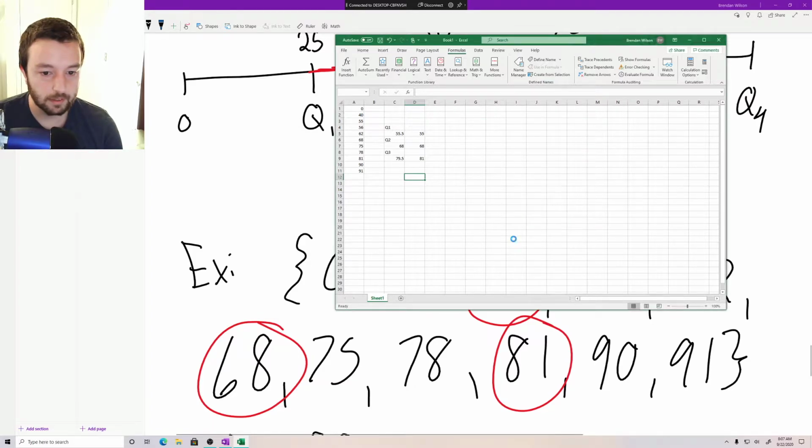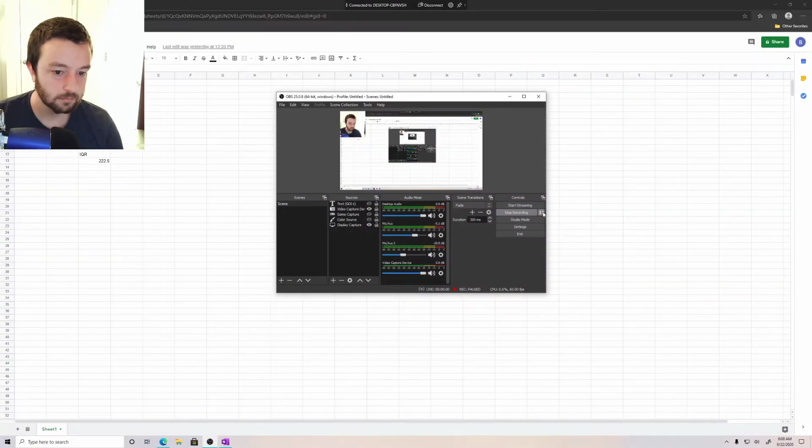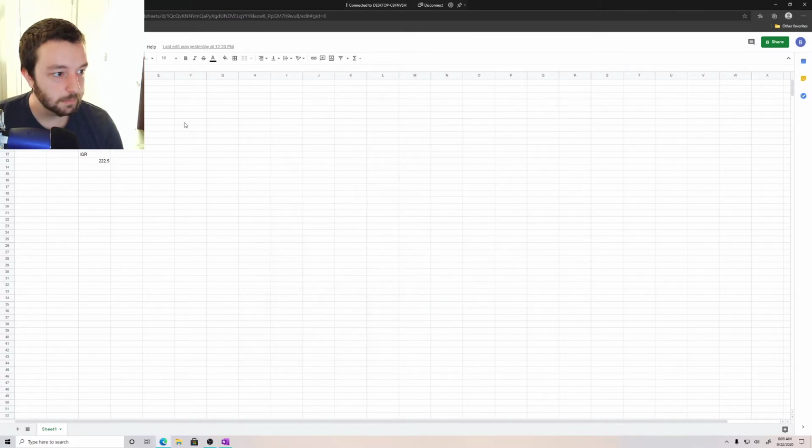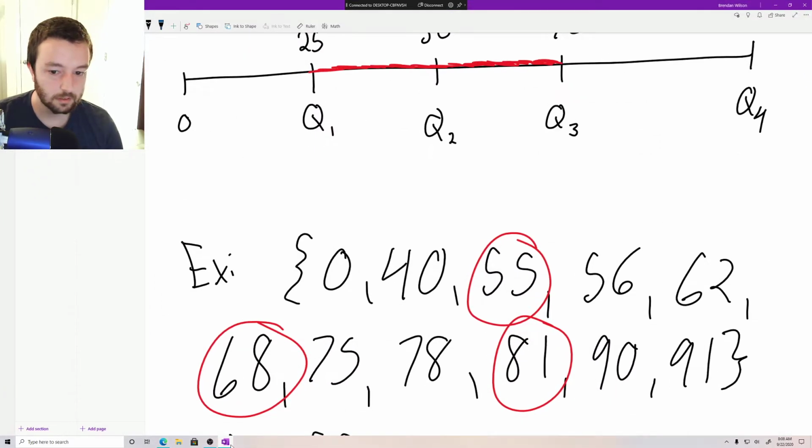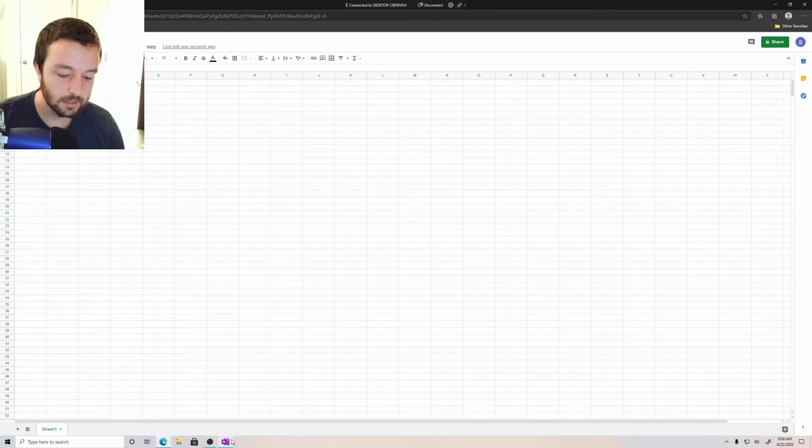Let me get Google Sheets pulled up for you guys. All right, I got Google Sheets pulled up. This is what I was using yesterday, so let me clear it out. And let's go ahead and get our data in there. 0, 40, 55, 56, 62, 68, 75, 78, 81, 90, 91.